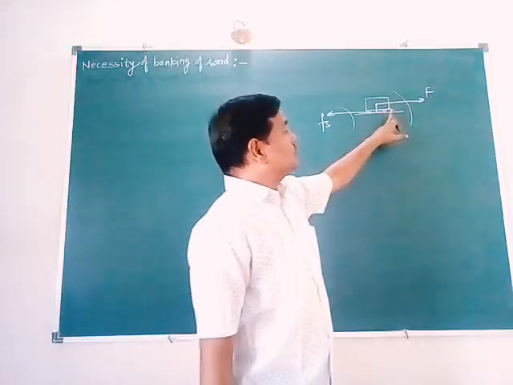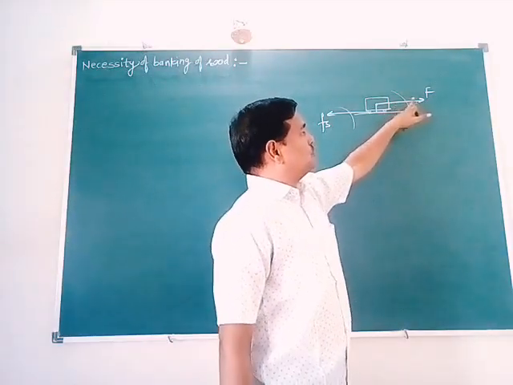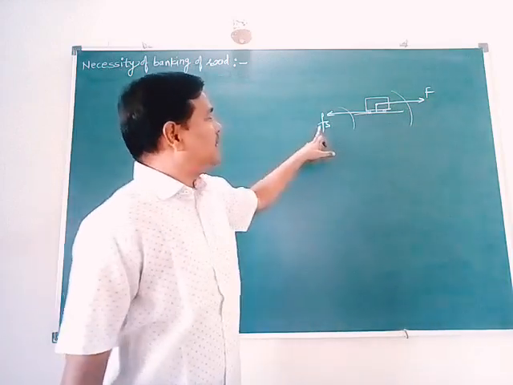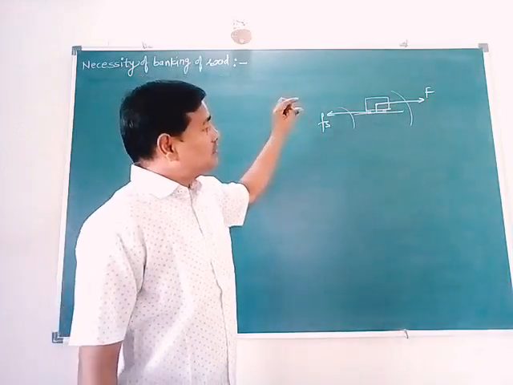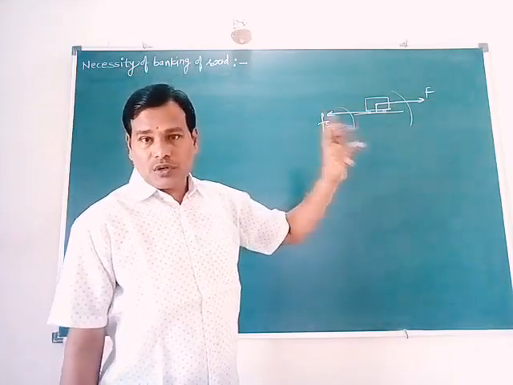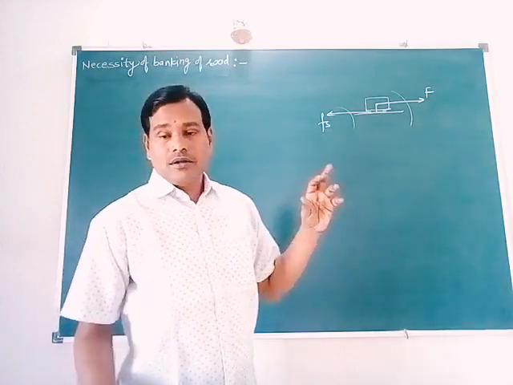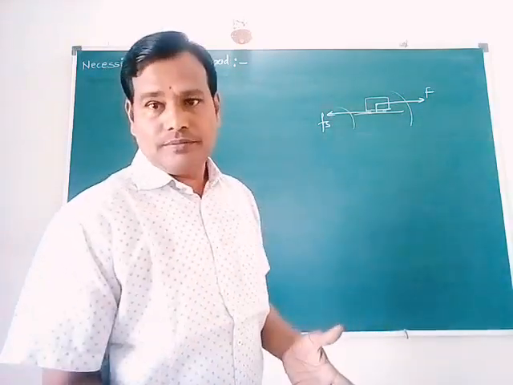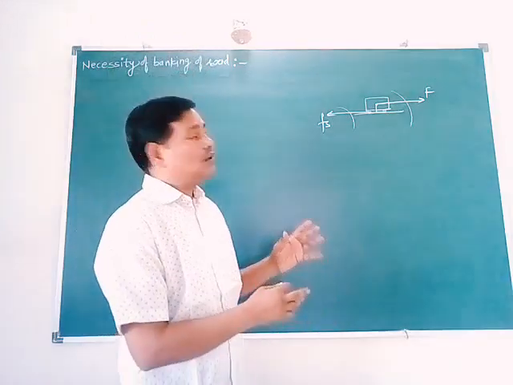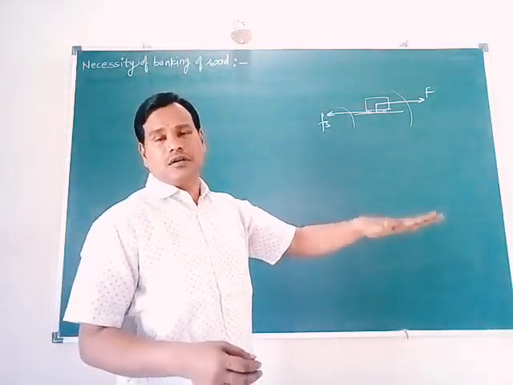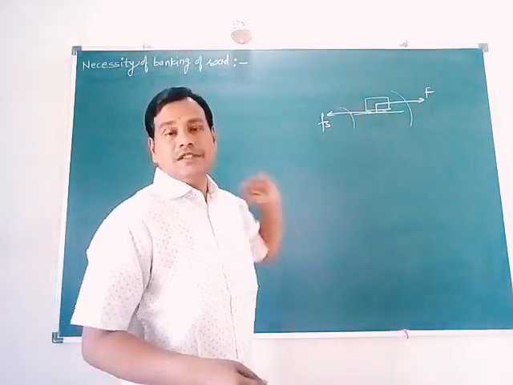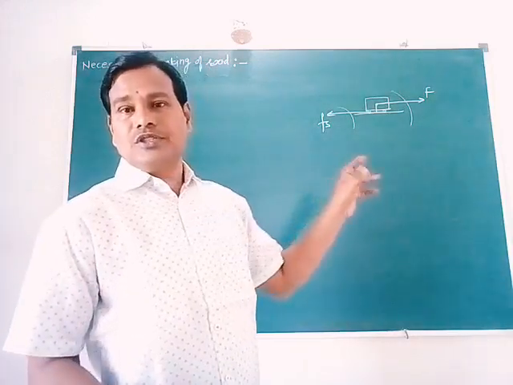So due to the action of this torque, which is produced due to the centrifugal force and the force of friction, the vehicle experiences a torque, and due to that torque the vehicle may get toppled. So toppling of a vehicle on the surface of a horizontal curve, this is the concept of toppling.